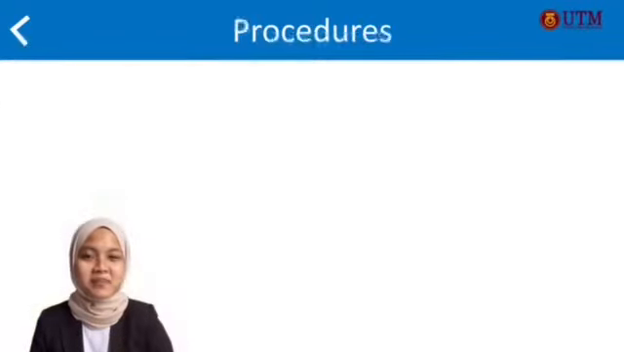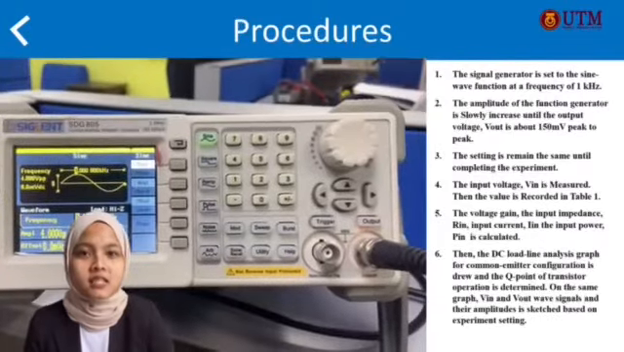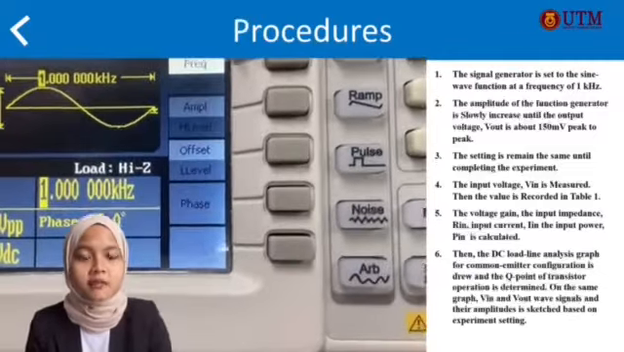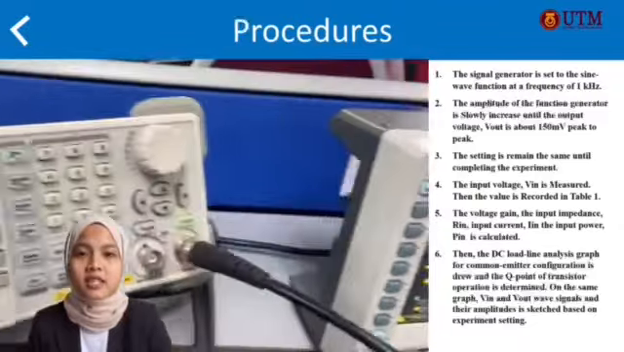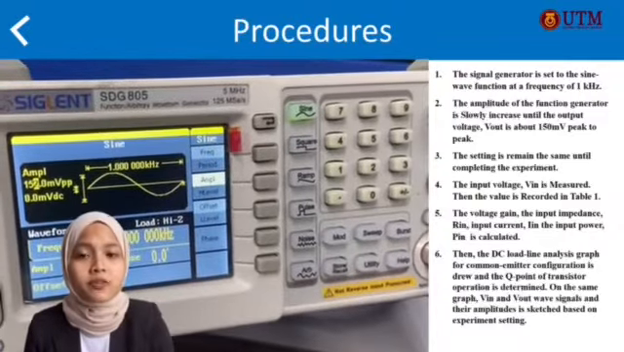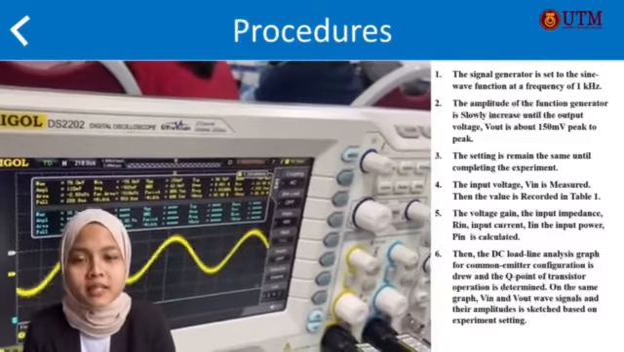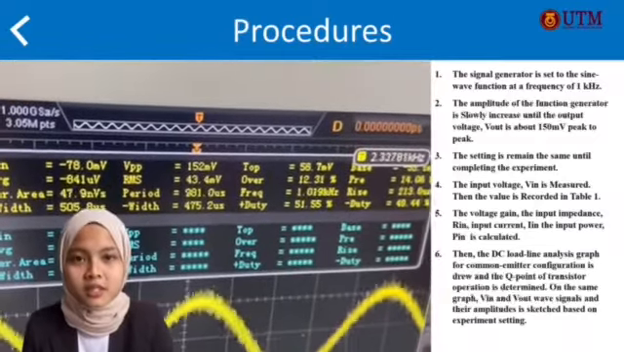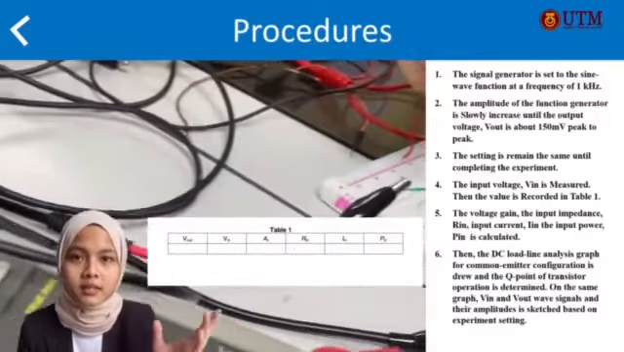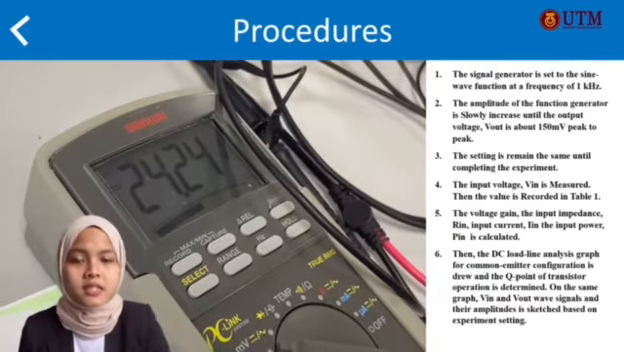In part 2 of the experiments, we will measure voltage gain and input impedance of the CC amplifier. First, the signal generator is set to the sine wave function at a frequency of 1 kHz. The amplitude of the function generator is slowly increased until the output voltage Vout is about 150 mV peak to peak. The settings remain the same until completing the experiment. The input voltage Vin is measured, then the value is recorded in table 1. The voltage gain, the input impedance, input current, and the input power are calculated.